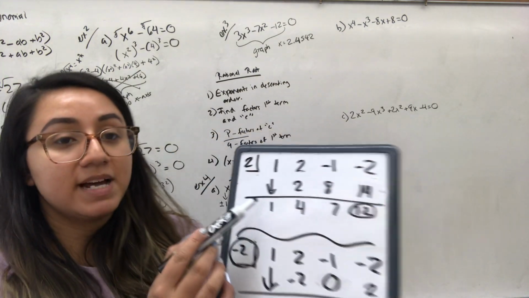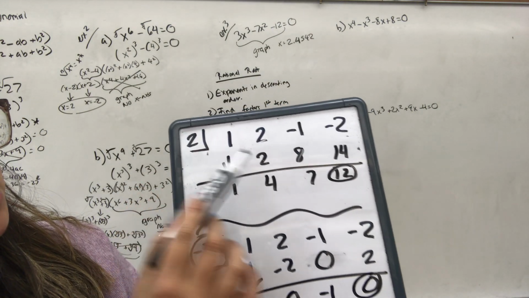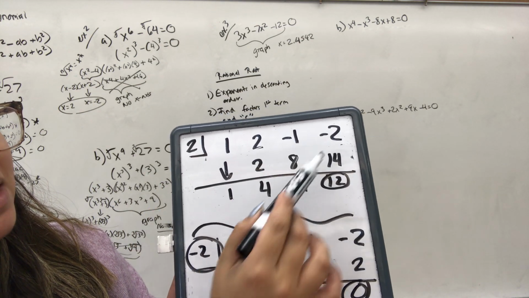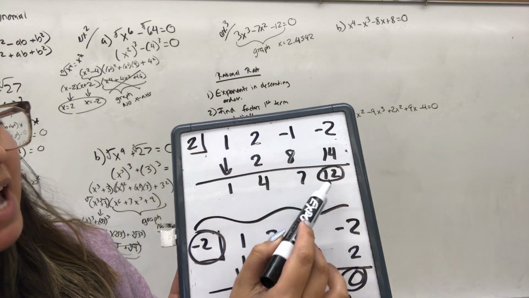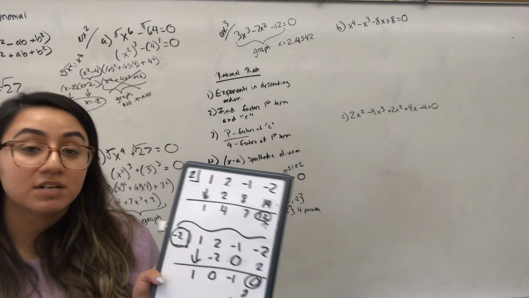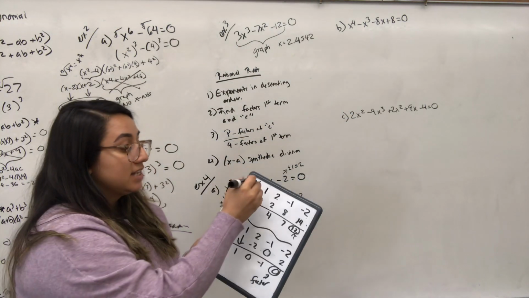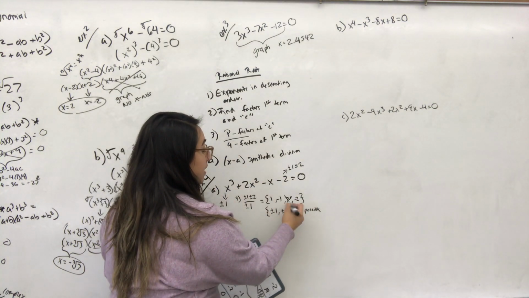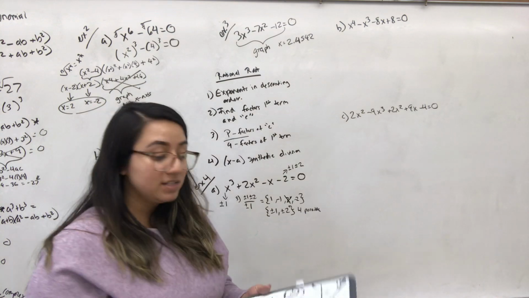And then you bring your first term down. 1 times 2 is 2, add. 4 times 2 is 8, add. And then 7 times 2 is 14, add. And I get that last number. That last number has to be 0 if it's a factor. So in this case here, 2 does not work out. Positive 2 does not work out, so I can't use that one.